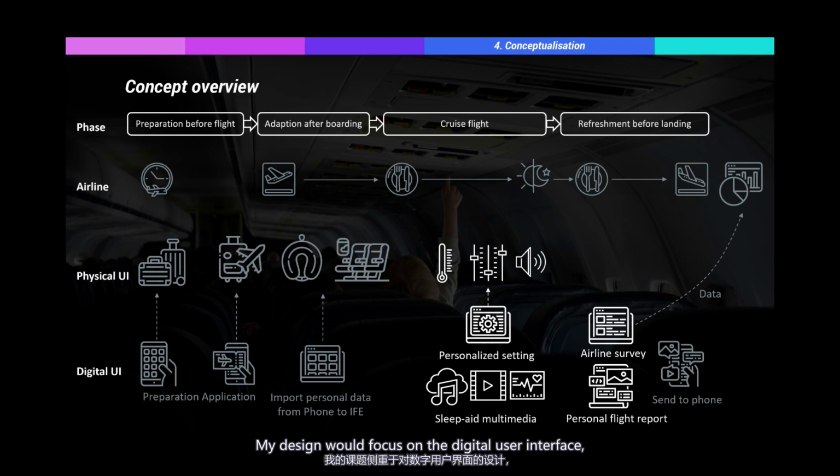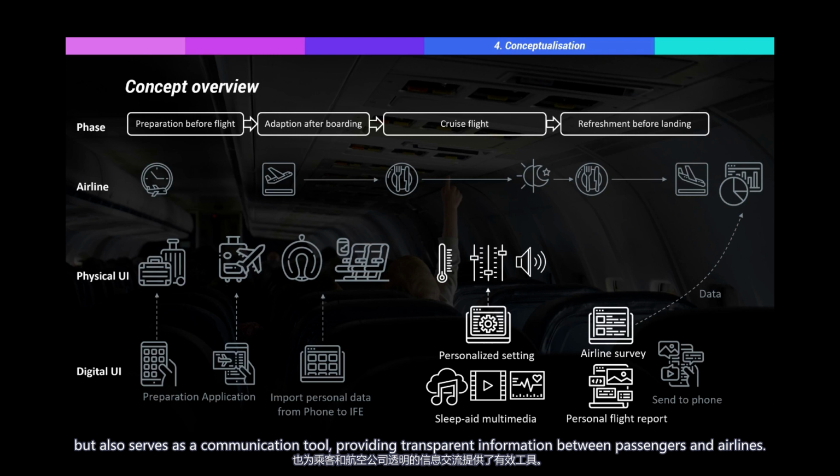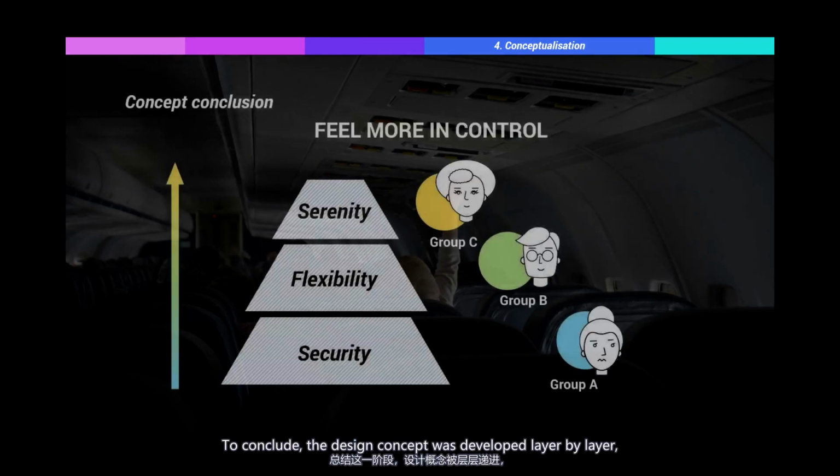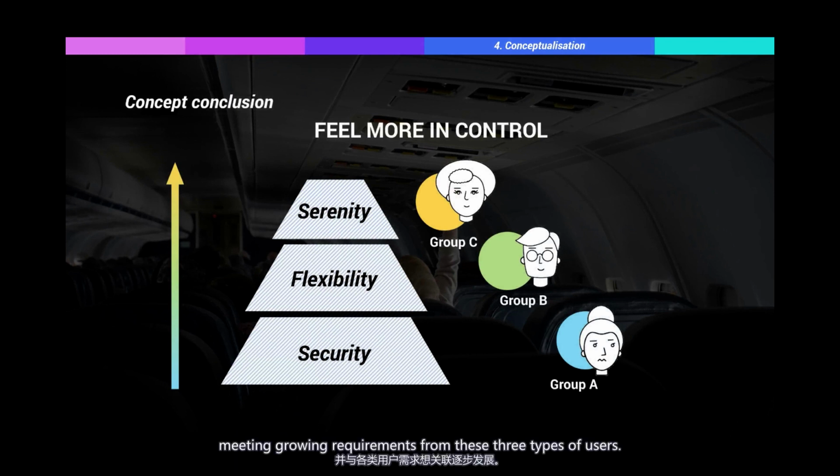My design would focus on the digital user interface, including the phone application and the in-flight entertainment system. Digital UI does not only connect the physical user interface, but also serves as a communication tool, providing transparent information between passengers and airlines. To conclude, the design concept was developed layer by layer, meeting growing requirements from these three types of users.